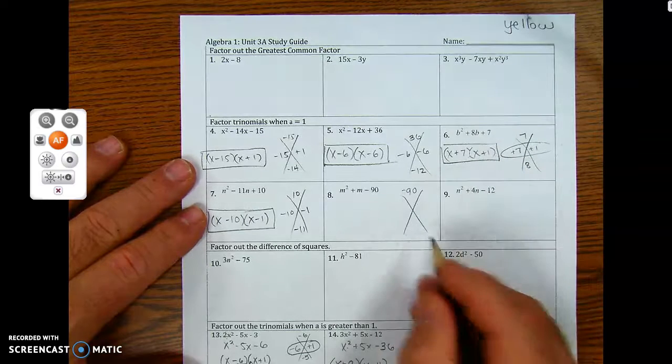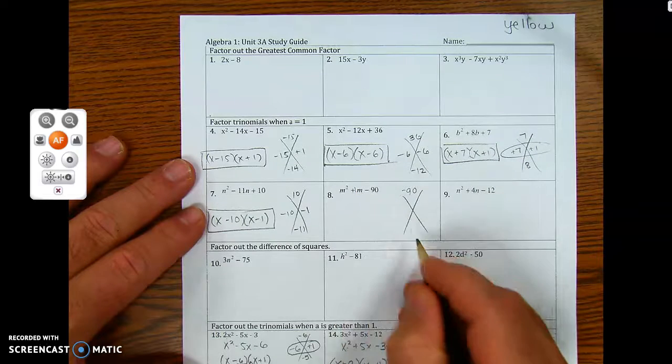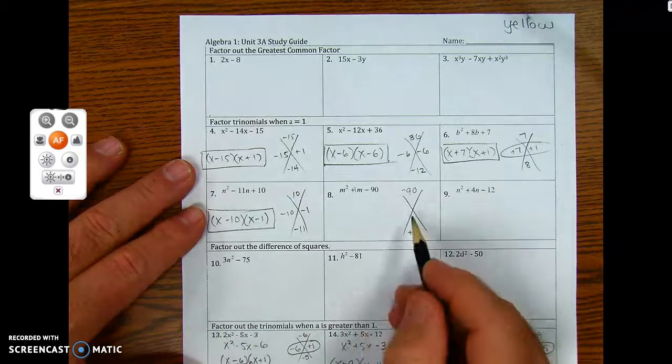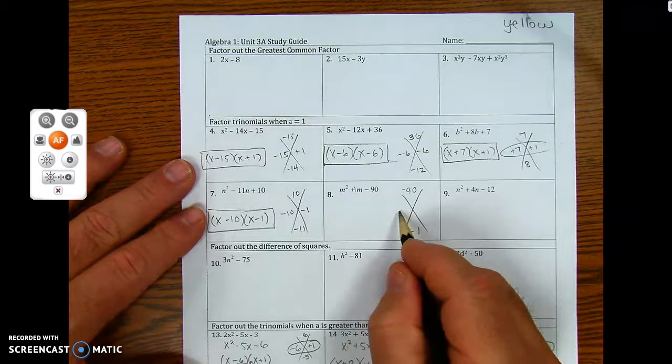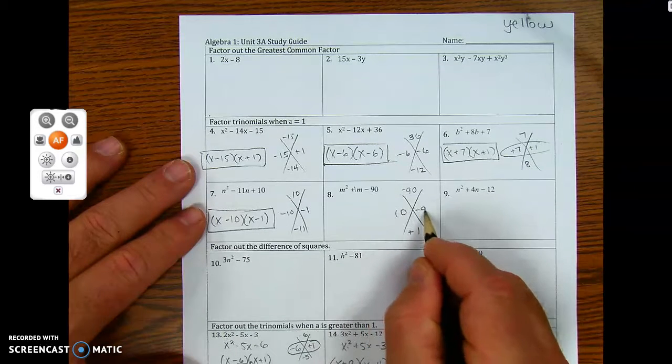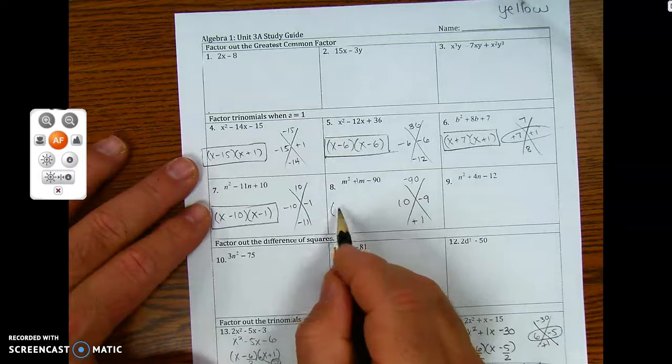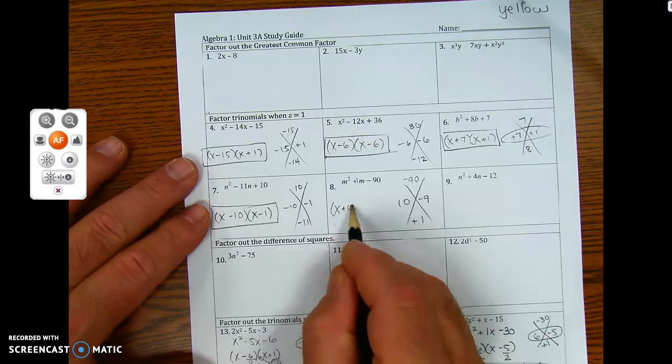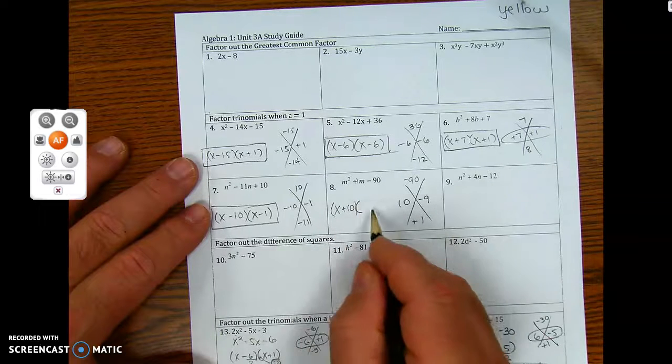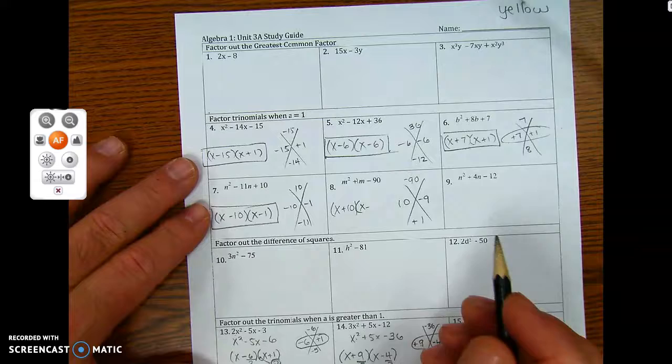Negative 90, positive 1. That'll be positive 10 and negative 9. So x plus 10 times x minus 9.